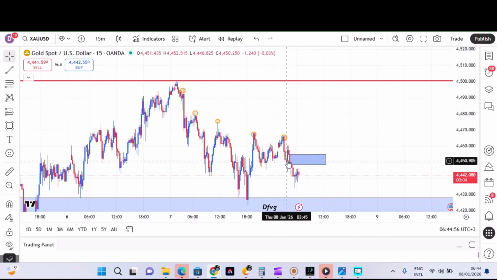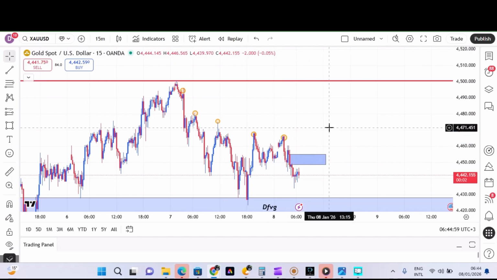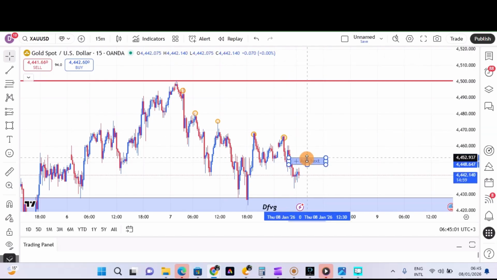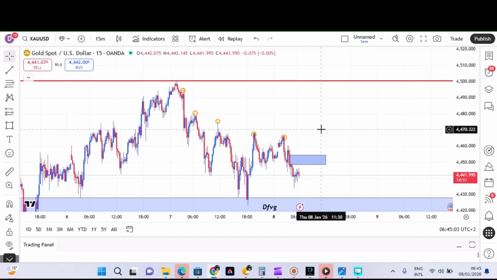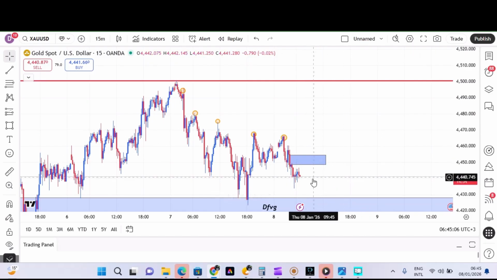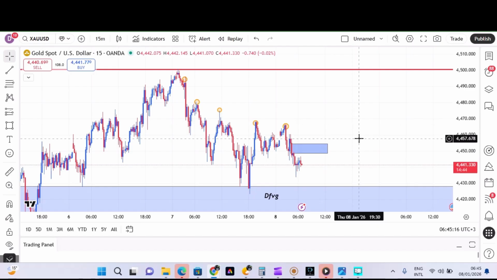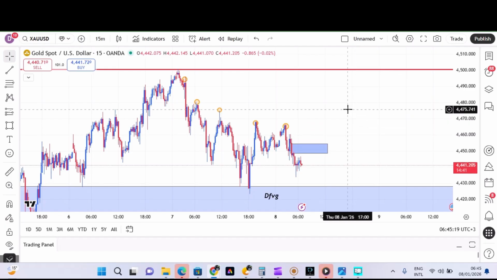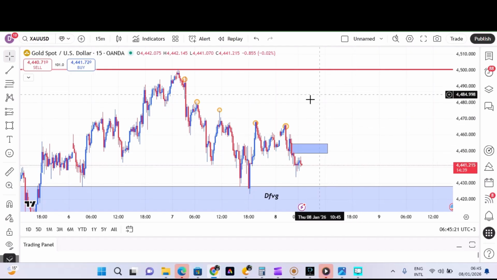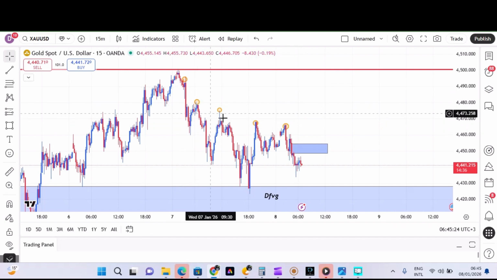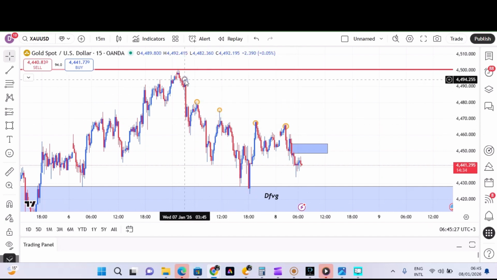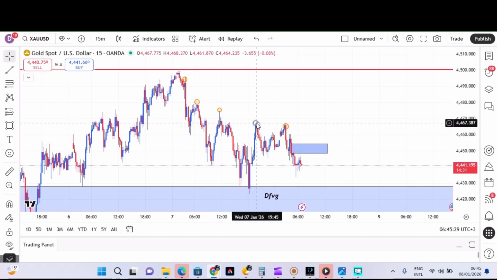Okay, so we have this fair value gap on 15-minute, which gold might come, tap into this, then return down because the daily bias is bearish. We are still respecting that. So we are not concluding that gold is going up to take out all this liquidity. I've just marked this because these are very, very important: 1, 2, 3, 4, 5.